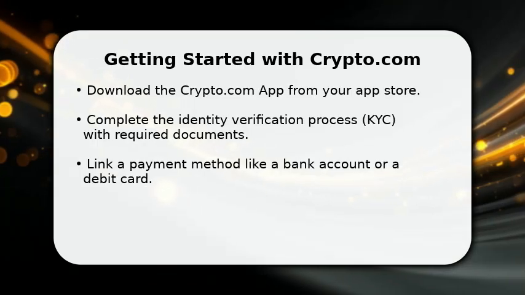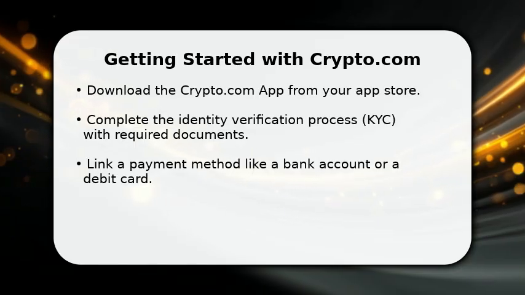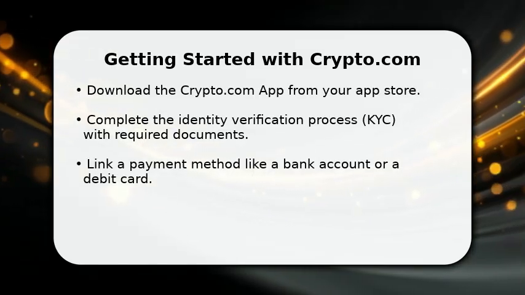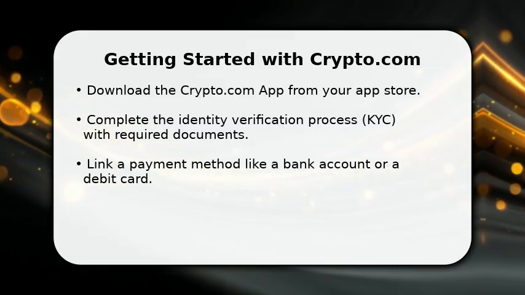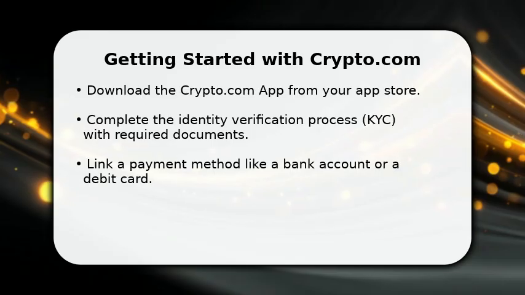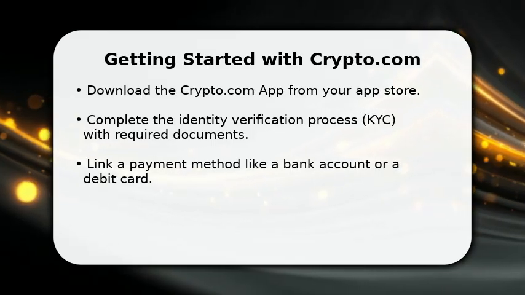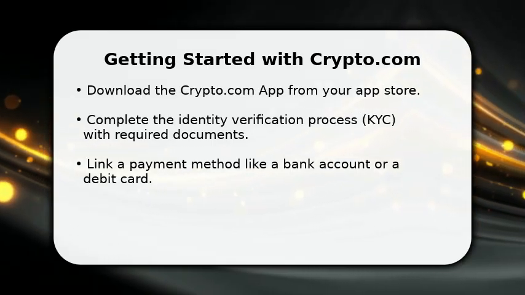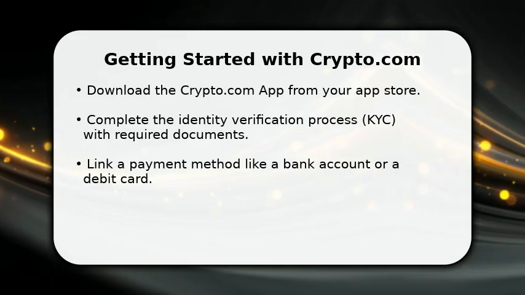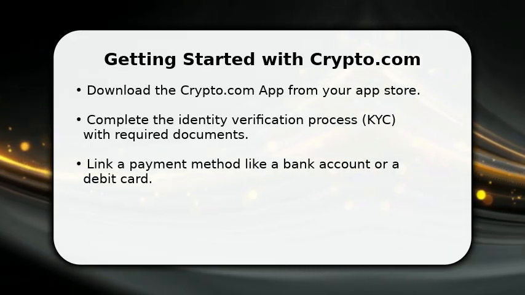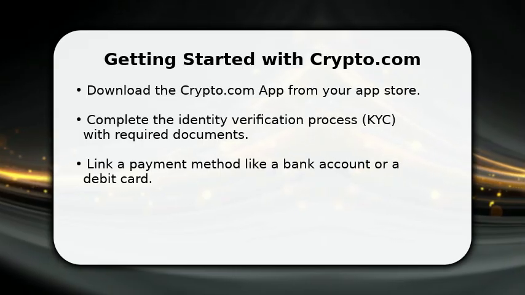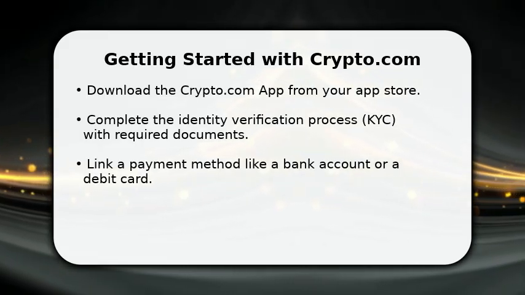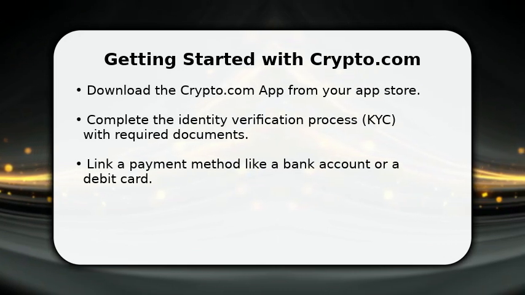In this video, I will explain how to buy crypto on crypto.com. First, download the crypto.com app from your preferred app store. Next, you will need to complete the identity verification process, also known as KYC, by providing necessary documents. This step is crucial for security and compliance. Finally, link a payment method, such as your bank account or a debit card, to your crypto.com account. This setup typically takes only a few minutes to complete.